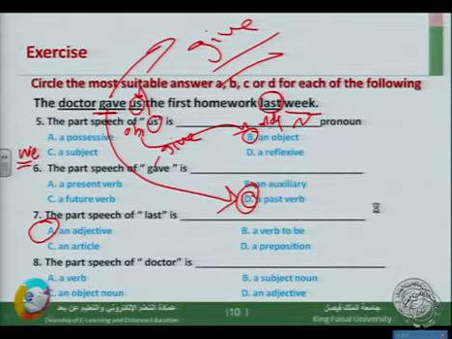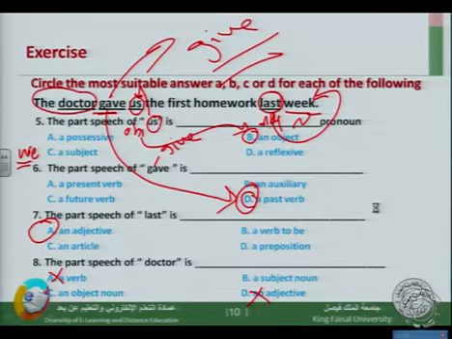So was that clear? Last is an adjective describing the noun. حكينا إنه adjective always describes nouns. The last one, the part of speech of doctor is a verb, subject noun, object noun, or adjective. أول شيء doctor is not a verb. وهي is not a صفة. The doctor is an object noun ولا subject noun.